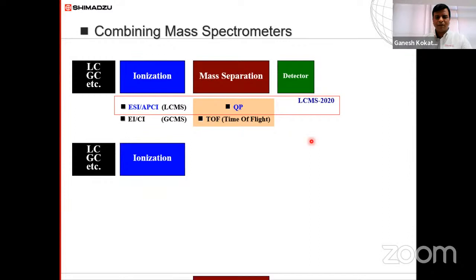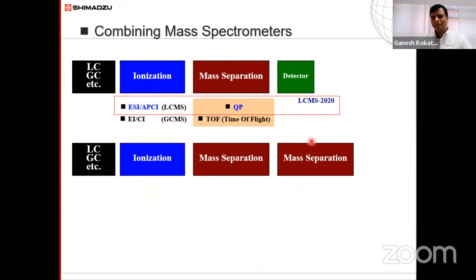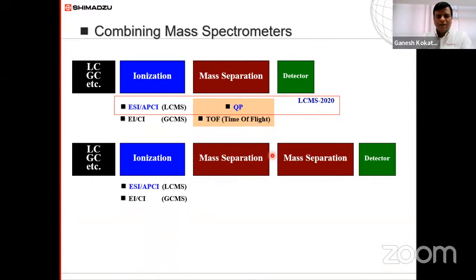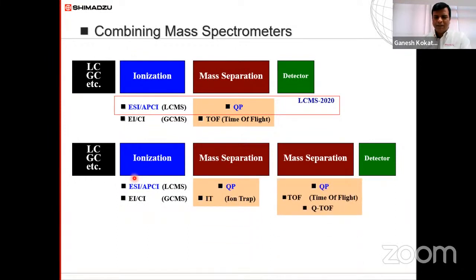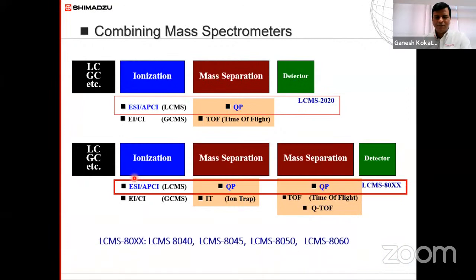For the triple quadrupole, we need to add one more quadrupole and then the detector. In between these two quadrupoles, there is a different chamber, normally called Q2, where the actual fragmentation takes place. So Q2 plays a huge role in the triple quadrupole. Today we are focusing on LCMS. Whether you use a single or triple quadrupole, the ionization chamber remains the same, either ESI or APCI. There are different models of LCMS with different quadrupoles, such as 8040, 8050, 8060. Depending on the sensitivity and your application, you have to select the different models.